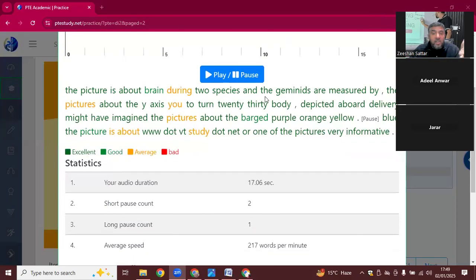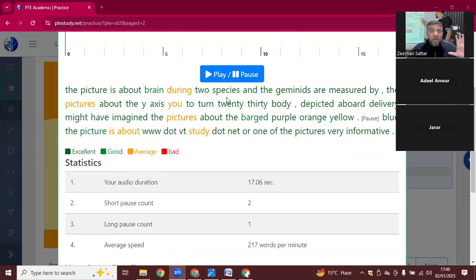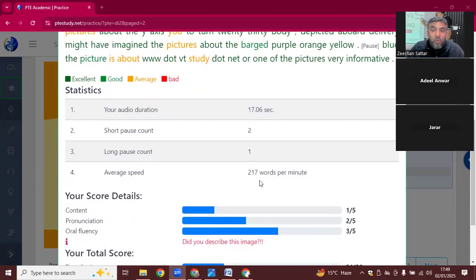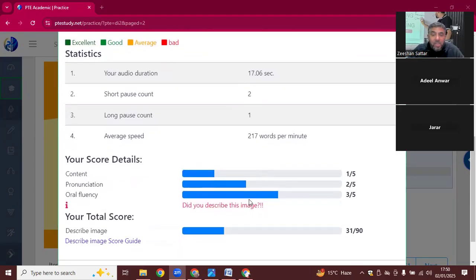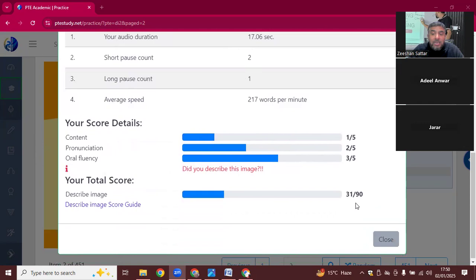So now it is the result. See how much shrunk the prompt is now. It was at 8 lines. Now it is on 4 lines. Number 2, 217 words per minute. Look at the score. It is content 1, it is pronunciation 2, and did you describe the image? And then it is 3 out of 5 in the fluency. It is 31 out of 90.